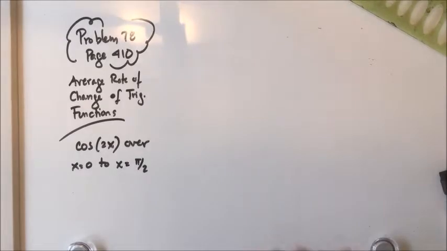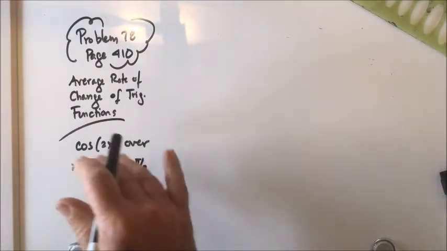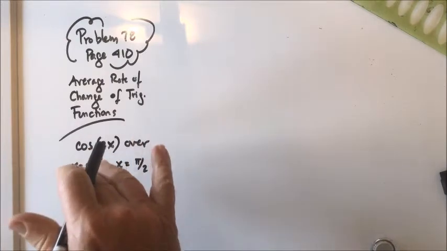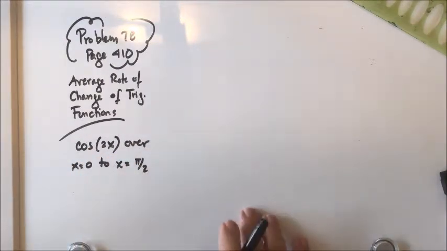All right, so problem 78 on page 410 is a sister to problem 77. Both of these problems are about the average rate of change of trig functions. And this specific problem says, what's the average rate of change of the function cosine 2x over the interval from x equals 0 to pi over 2?